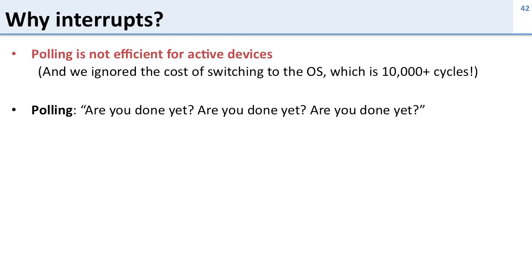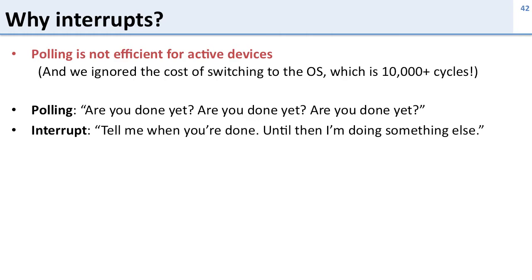So polling is where you say, are you done yet? Are you done yet? Over and over again until the device is done. What we're going to do is look at interrupts. And in interrupts, you tell the device, tell me when you're done, and then the processor can go off and do something else until it's finished.